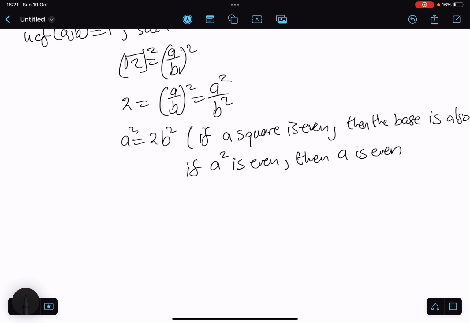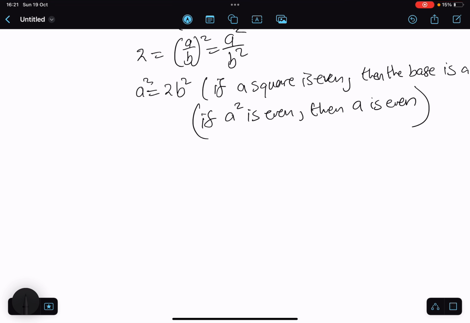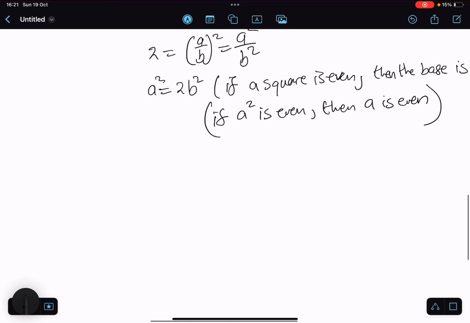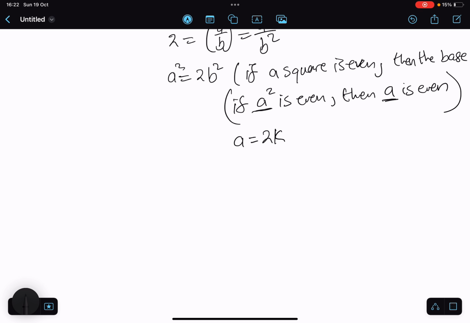We proved that earlier when you're proving using direct proof. So I'm going to use this property that if a square is even, then the base is even. So if a squared is even, that means a is even. So from here, we know that an even number we represent using 2k, right? So now we are going to come back here.